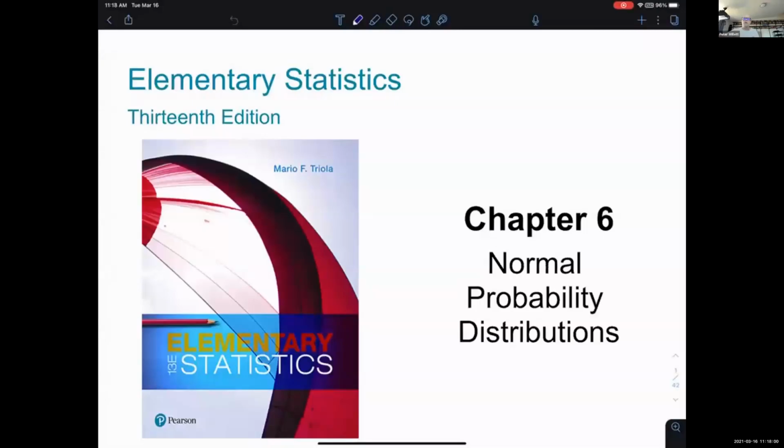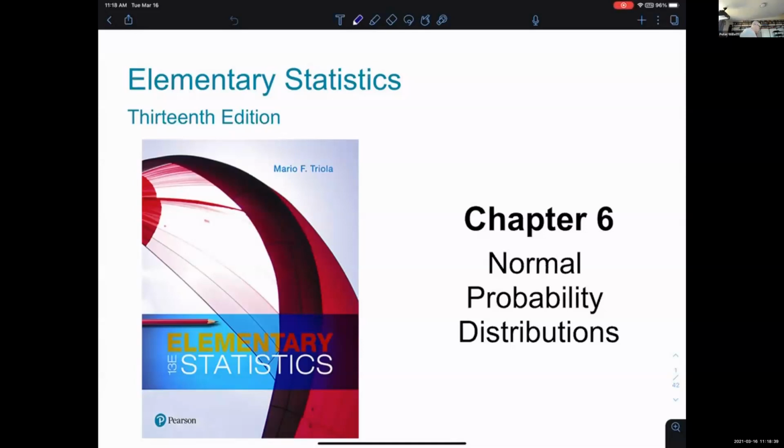All right, welcome to chapter 6. So in chapter 5, we expanded our idea of probabilities by looking at probability distributions. And now we are going to look at a specific type of probability distribution called a normal probability distribution, which will guide the bulk of our work in statistics. This is a very important step forward, and we're going to begin developing the tools now that we will use for the rest of the semester.